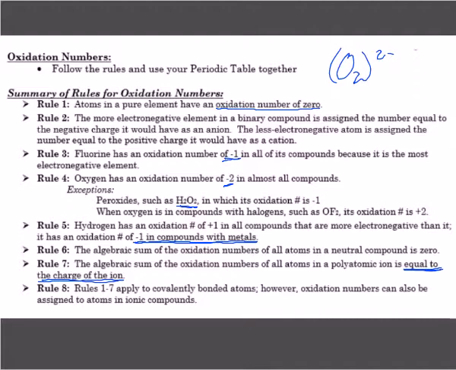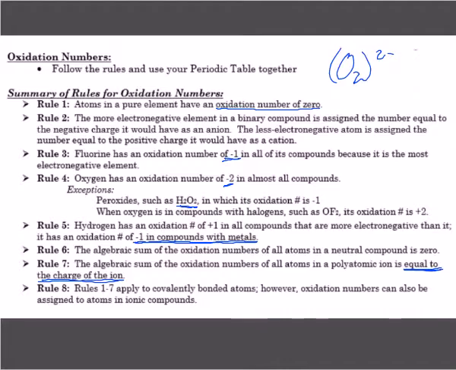Rule 8, rules 1 through 7 apply to covalently bonded atoms. However, oxidation numbers can also be assigned to ionic compounds, but these rules are specifically talking about covalent. How do I know if I have something that's covalent versus ionic? How do I recognize it by looking at it? In covalent, electrons are shared. Covalent is all nonmetals. Ionic is a metal and a nonmetal. Basic chemistry here.